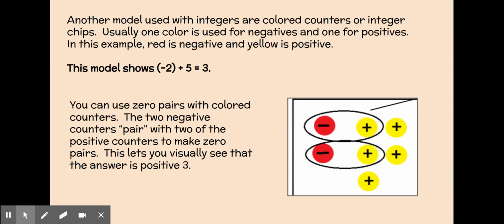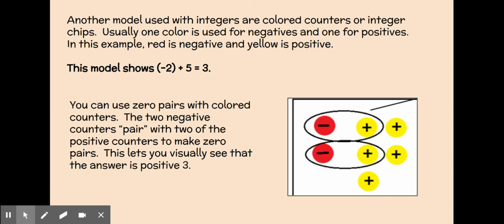Another model we use with integers are colored counters or integer chips. Usually one color is used for negative and one for positives. In this example, red is negative and yellow is positive. You can also see that by the negative and positive symbols on the chips. So this model shows negative 2 plus positive 5 equals 3.